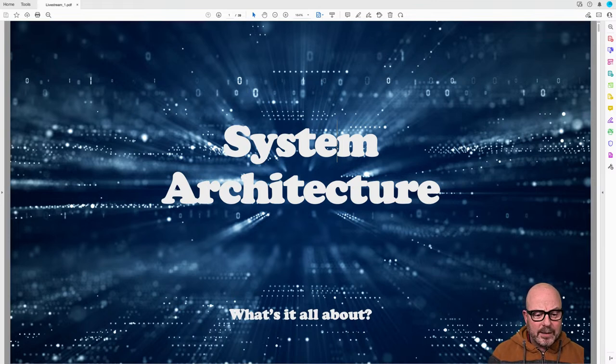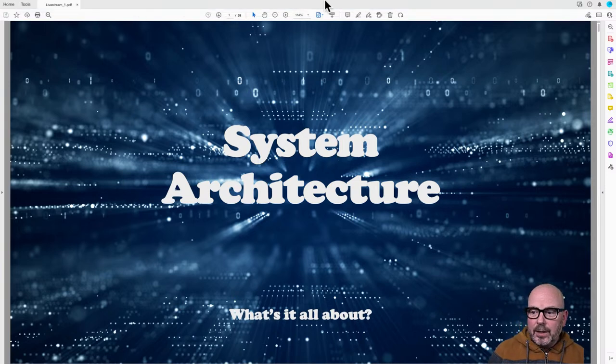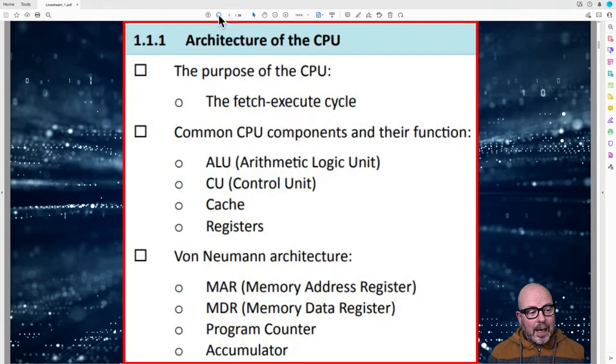All right. So system architecture, this is obviously all about how the CPU actually works. So let's jump in and have a look at it. So you've got several considerations when it comes to the CPU. And this is from the spec. So we're looking at the purpose of it. What is it for? What does it do? And that's the sort of opening questions they tend to ask you. What's the CPU for? What does it do?